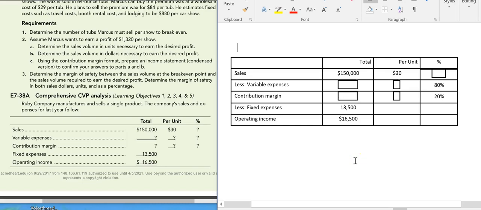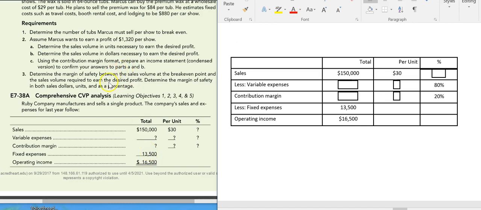Hello everyone. Now we will practice another problem from chapter 7, and we will now do E738A. So in this problem you will see you have a little table, but some information you'll see is missing here. So first what we will do, we will try to figure out all these question marks. And based on that we can answer our questions.